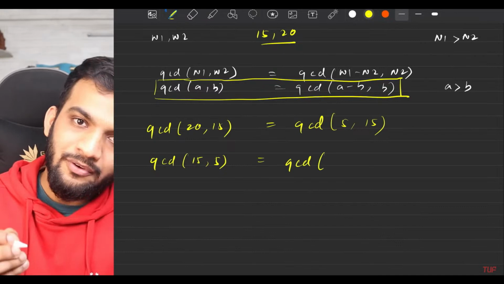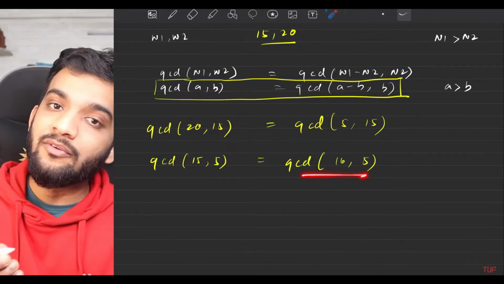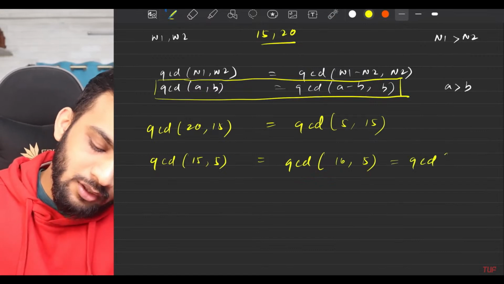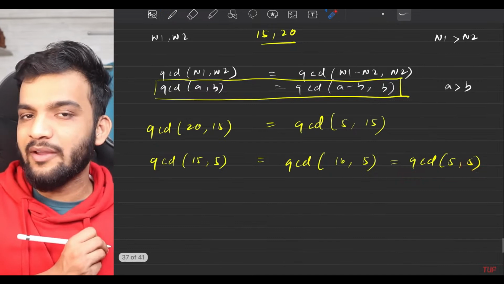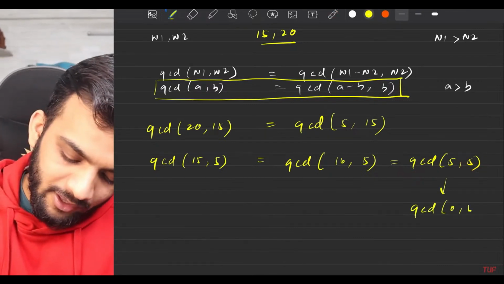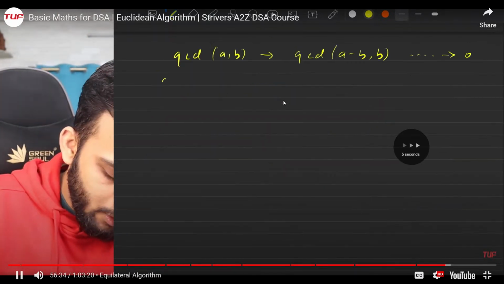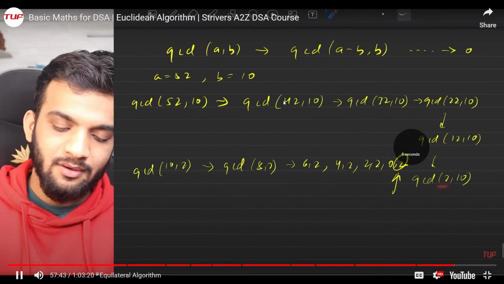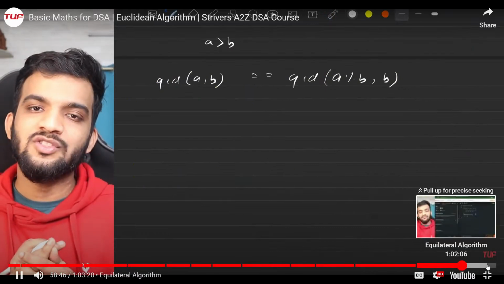So let's apply Euclidean to 15, 5. It will be GCD of 15 minus 5, 10, 5. Again, you can apply Euclidean to 10, 5. The greater is 10, 10 minus 5 is 5, 5, 5. Again, if you apply Euclidean to 5, 5, both of them are the same, anyone can be at the front: 0, 5. And you go on doing this till it becomes 0.